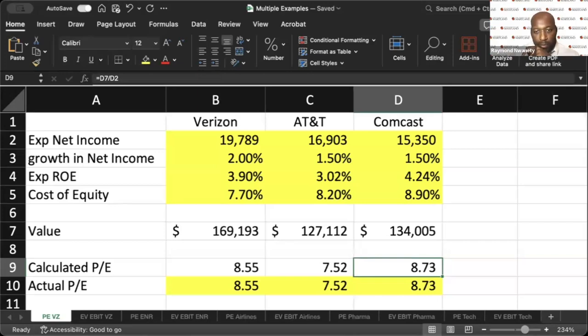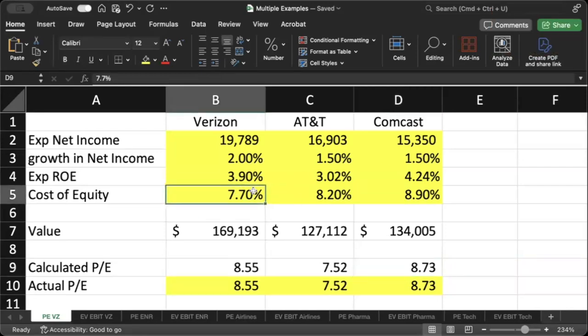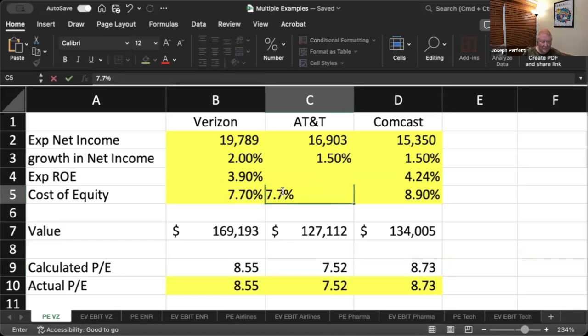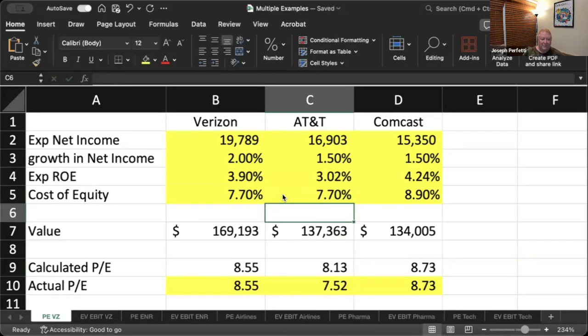Growth, spread, and reason number three: the cost of equity is a little bit higher for who? For AT&T, about 0.5%. Yes, the extra 0.5% of cost of equity is lowering the PE. We can do math. If AT&T had the same cost of equity as Verizon, their PE would be 8.13, not 7.52.